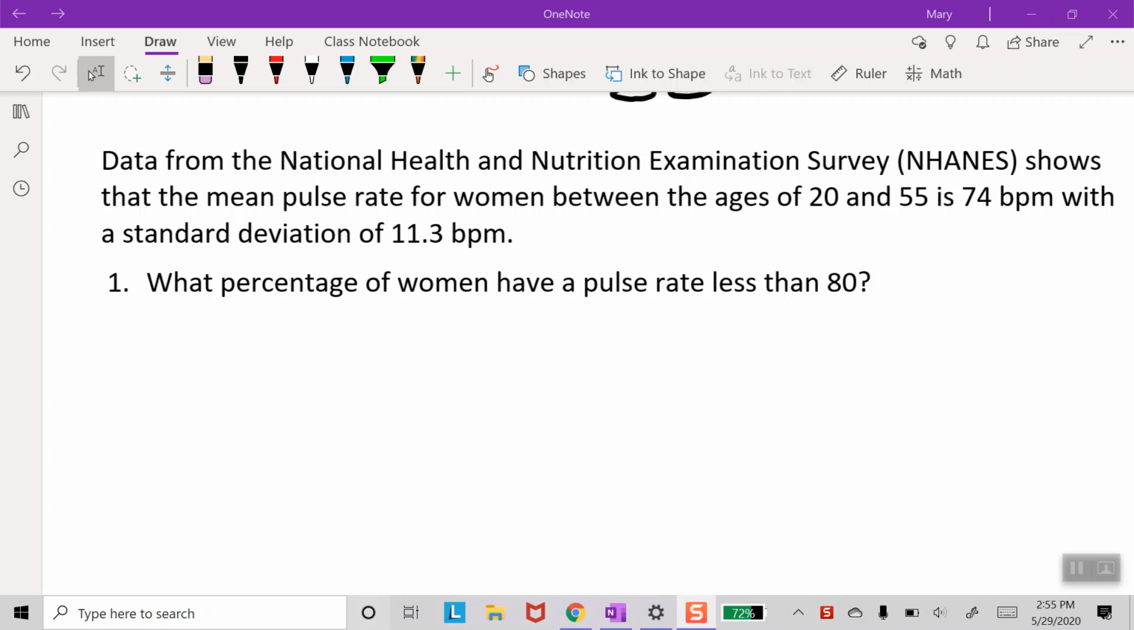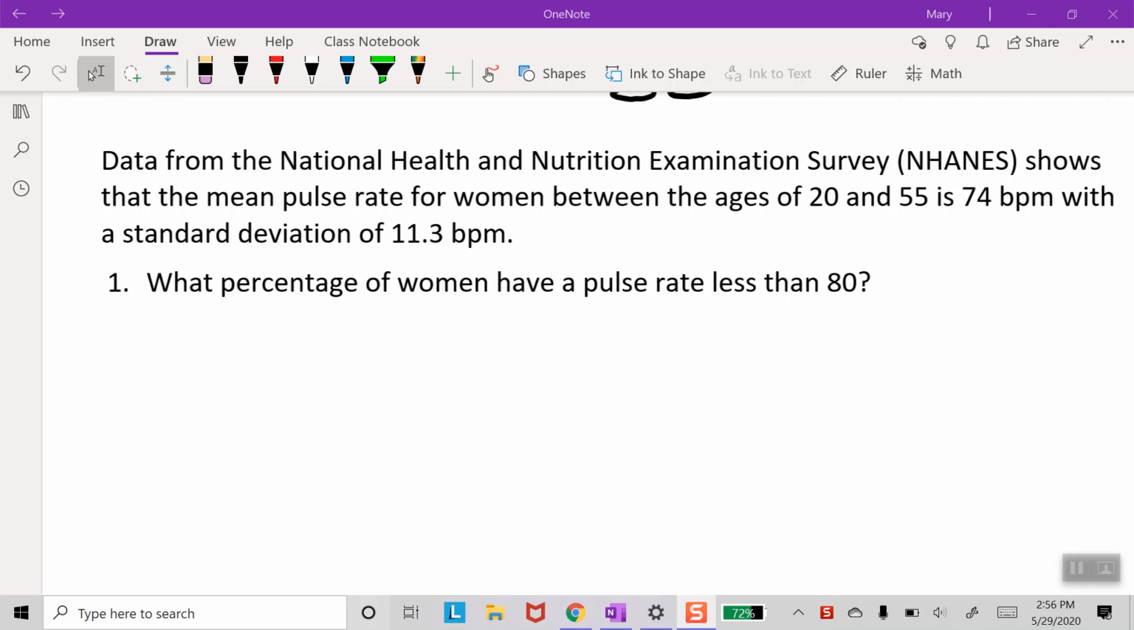I want to work a few of the questions I posed in the lesson. Our example was about pulse rates. So it says here, data from the National Health and Nutrition Examination Survey shows that the mean pulse rate for women between the ages of 20 and 55 is 74 beats per minute, with a standard deviation of 11.3 beats per minute.